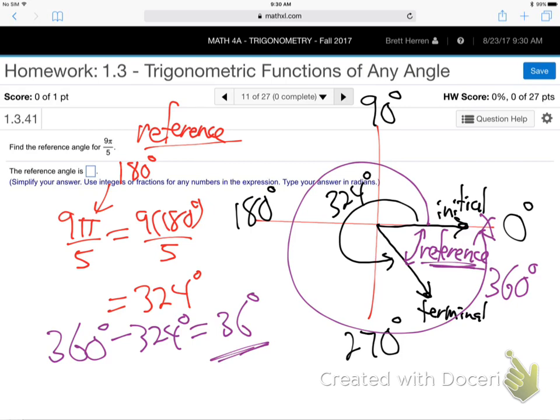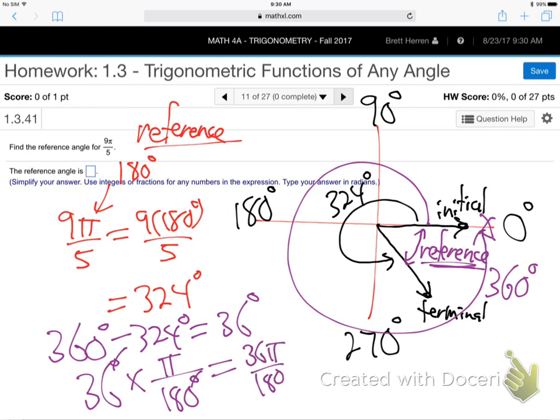Oh, we got to change it back to radians, don't we? So 36 degrees, now we got to go back to radians. Everybody good so far on that? See how I found that? 360 all the way around, and then subtract the 324. We get the reference angle 36 degrees, and then take 36 degrees and multiply. Remember how to convert? Pi over 180, right? Because you want degrees to cancel, so you put degrees in the bottom like that. Everybody see that? That way degrees cancel. And you get 36 pi over 180. Reduce that fraction.